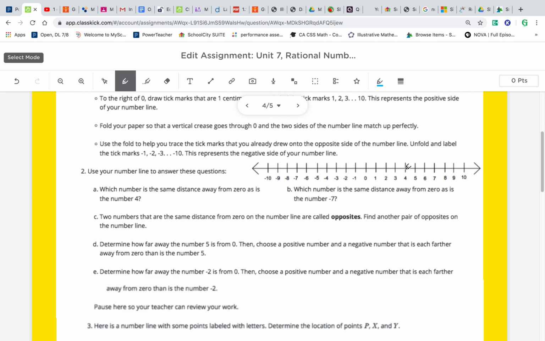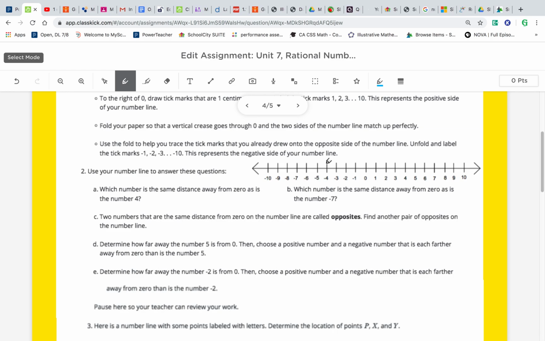So to go from 4 to 0, how many spots do we have to travel? 1, 2, 3, 4. All right, so we need another number that's the same distance away. It needs to be 4 spots away. So how about we just go this way? 1, 2, 3, 4. There we go. Negative 4 is the same distance away from 0 as is positive 4.